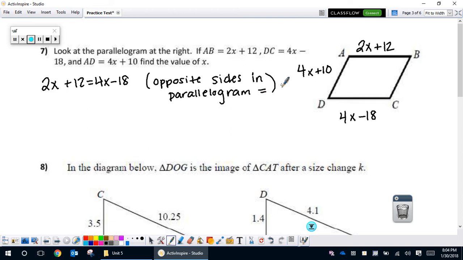Okay? So from here, if you cannot solve this, you really need to see me, because at this point in your geometry careers, we should be able to solve a multi-step equation. And 15 equals x. And then I want to go back and double check, did the question want x or did it want a side length? And lucky for us, find the value of x, so we found the value of x.